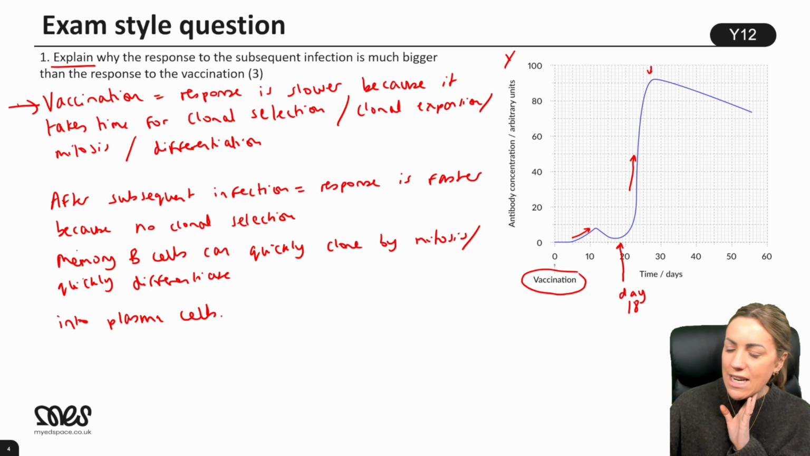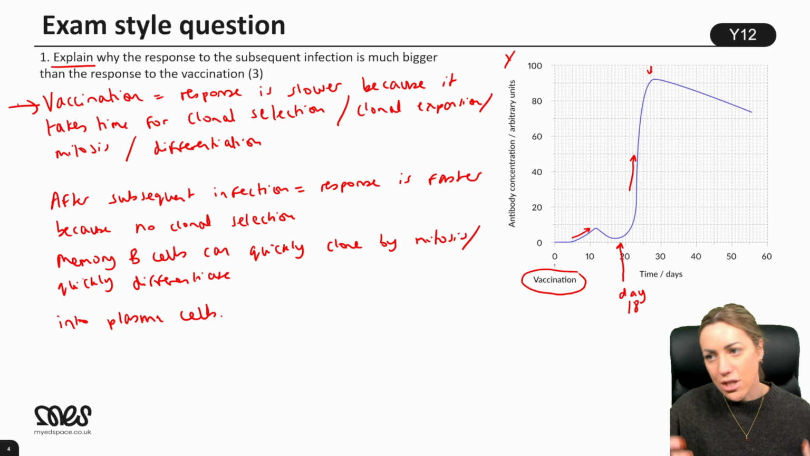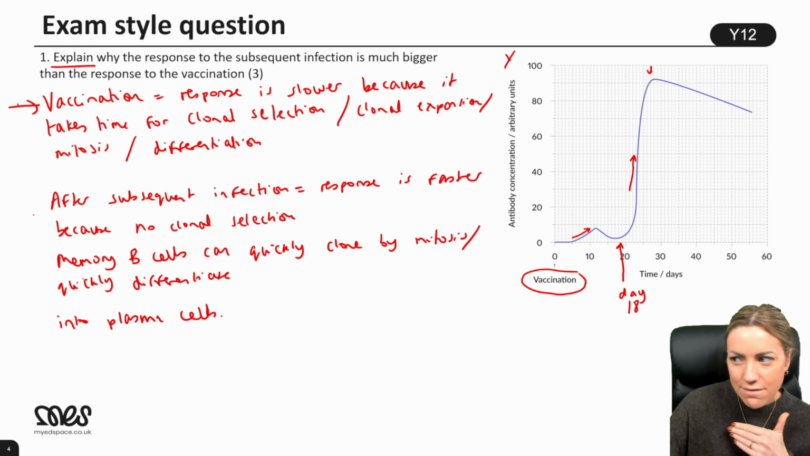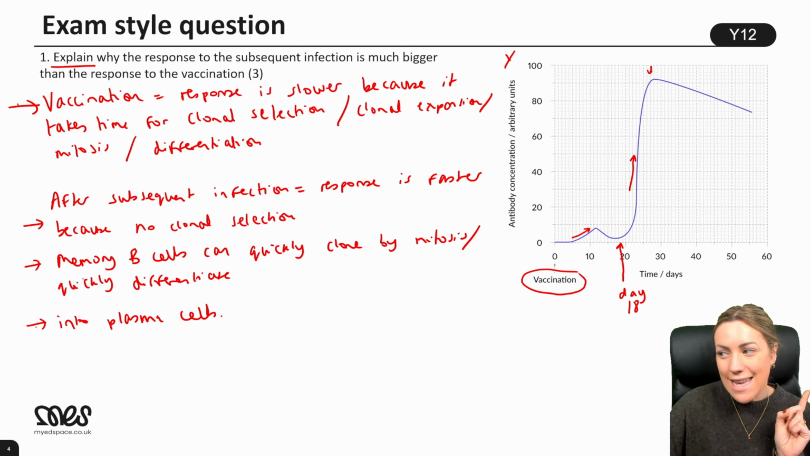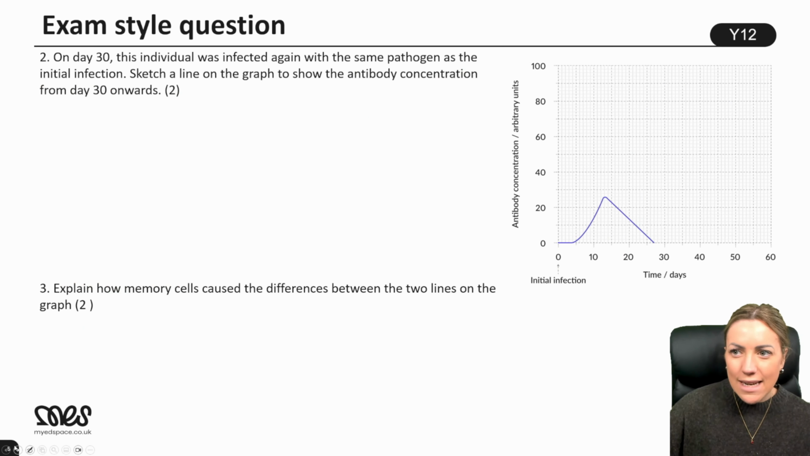So the idea is that with vaccination, there's a slower response because it takes time for clonal selection, clonal expansion, mitosis, and differentiation of the correct B lymphocyte. You can get a mark for saying that after infection, the response is faster because there's no clonal selection. You can also get a mark for saying memory B cells are present, so they can quickly clone by mitosis or differentiate, and you can also get a mark for saying into plasma cells. Okay, so 4 marking points available, but you would need 3 of them to get all the marks for this question. Let's have a look at 2 more.